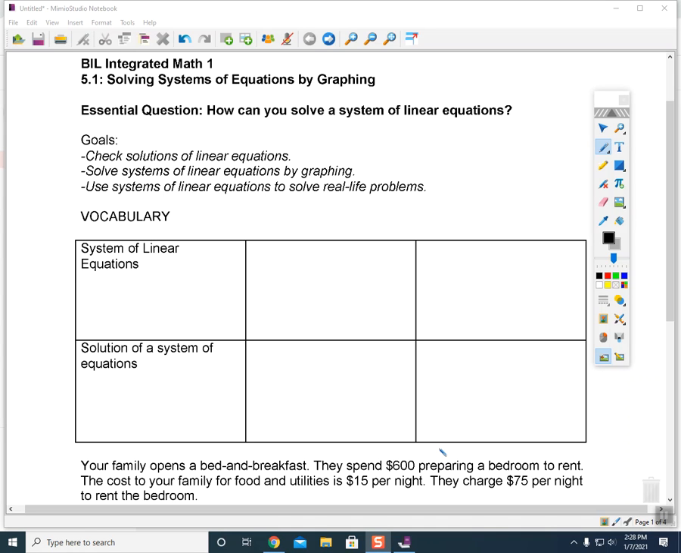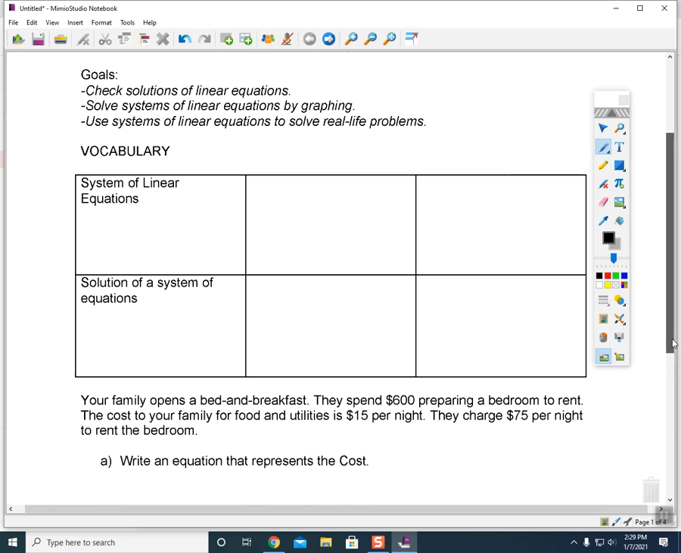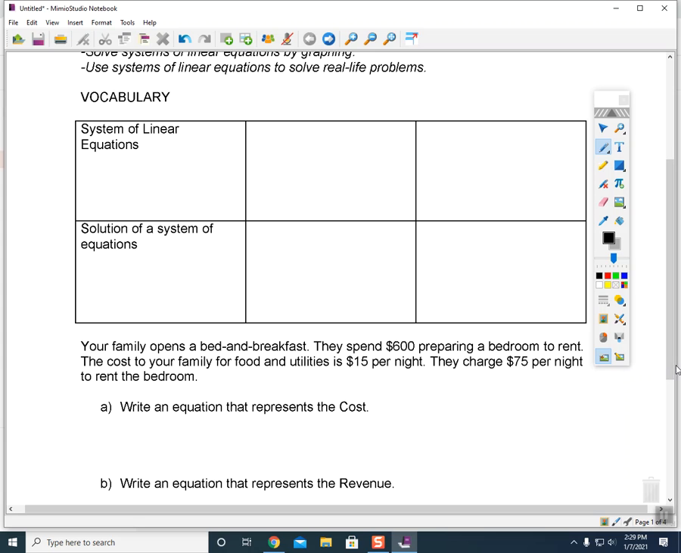All right, we're moving into chapter 5, talking about systems of equations. This first section, we're looking at how we can solve systems of equations by graphing. So first of all, what is a system of equations? Well, a system of equations is just when we have two equations with two variables.